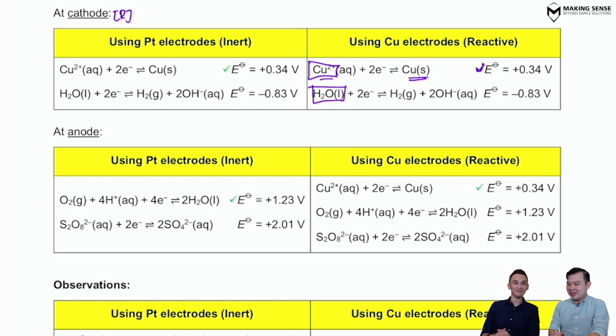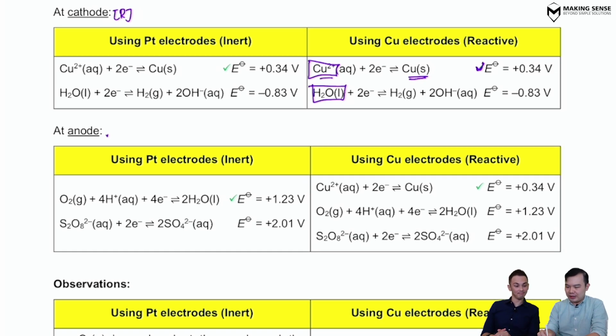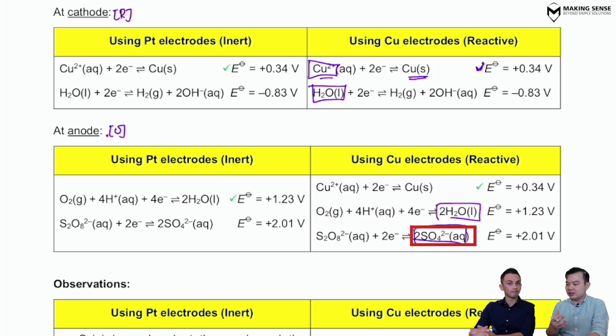All right, okay. So if I take a look at the anode now, the anode is where your oxidation takes place. So when I write out the half equations, we also obviously have to write out the ions that are present there, which is going to be water as well as our sulfate, right? Yep. Okay, but because, just like what Mr. William said, copper is going to be reactive, so we're also going to write copper over here.